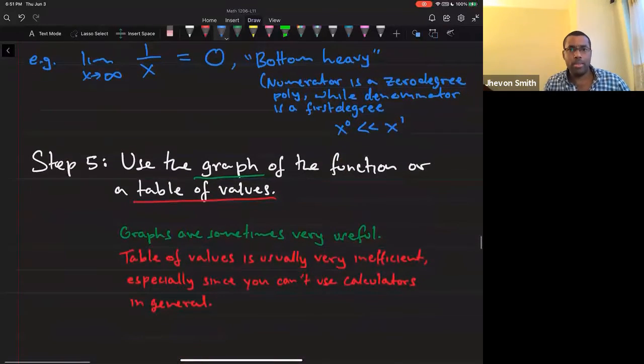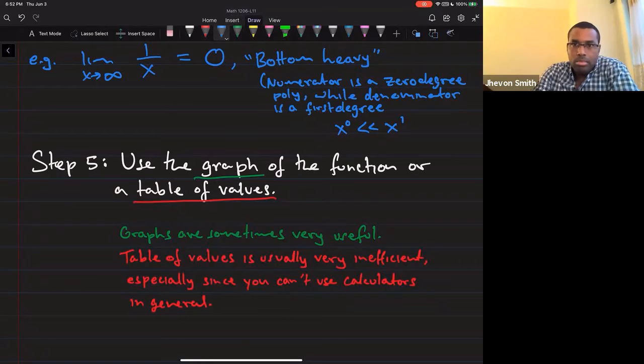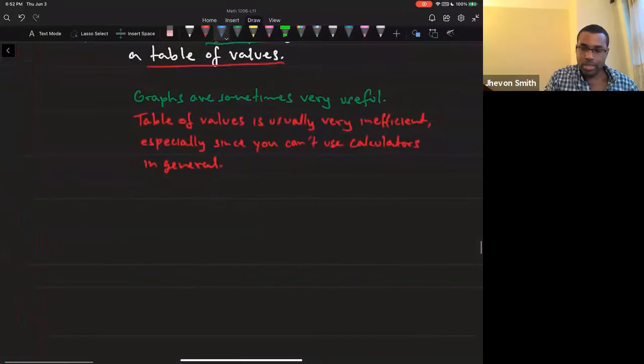So step 5 is to use the graph of a function or a table of values. Now, graphs are sometimes useful. Table of values, not so much, because in this class, in theory, you're not supposed to be using a calculator on any of the exams. To compute stuff by hand is going to be much harder than you would want to do it. But you can do the graphs.